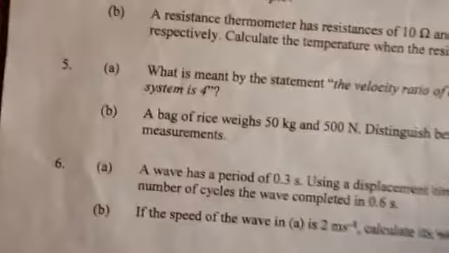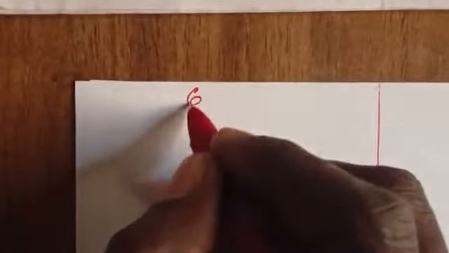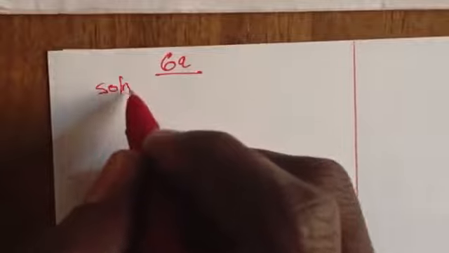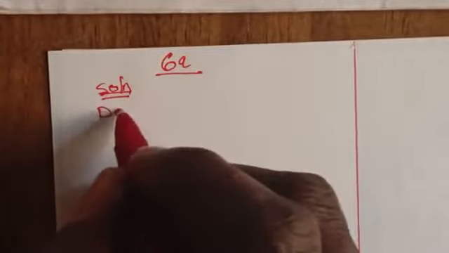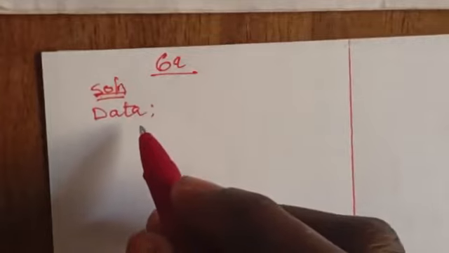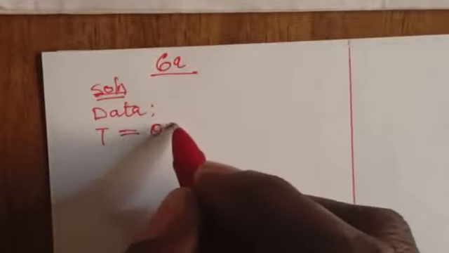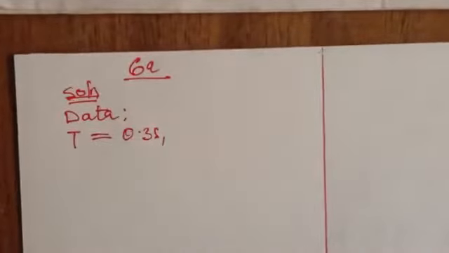It says that a wave has a period of 0.3 seconds. So question 6A, solution. What were we given? We're given the period. Remember, this is a question on wave. Which symbol do we use for period? That is capital letter T. So period is 0.3 seconds, right?